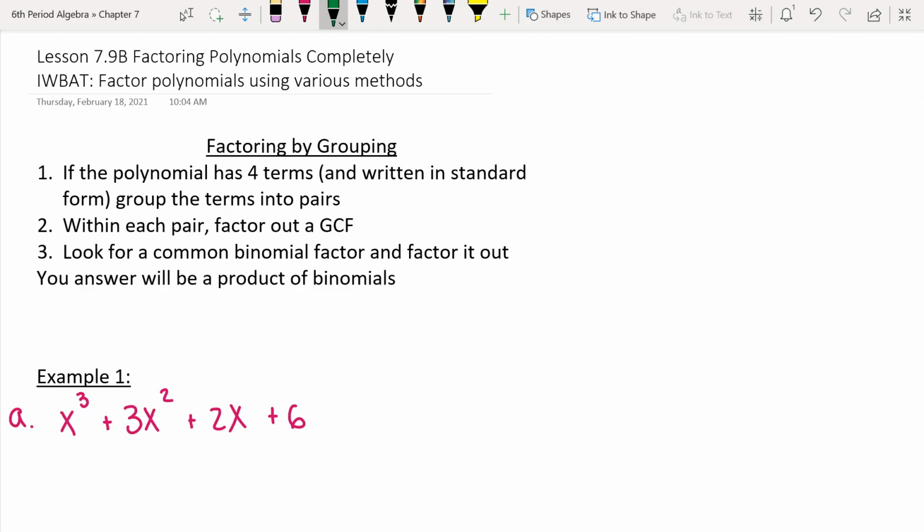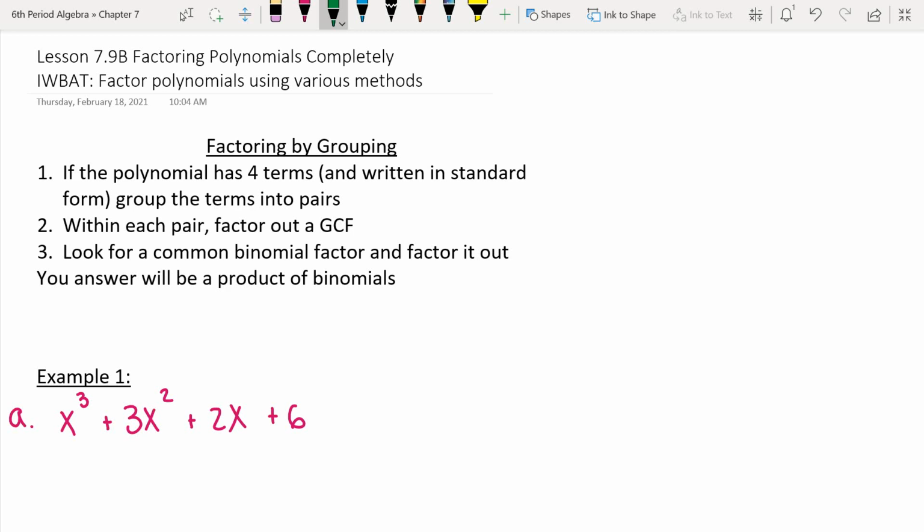Hey guys, so this is your Monday asynchronous lesson for algebra. This is the last lesson of this chapter, which means next time we are going to be preparing for the Chapter 7 test. So make sure that if you're not sure how to factor, you've reached out to your teacher or have made arrangements to reach out to your teacher to get some help on it.